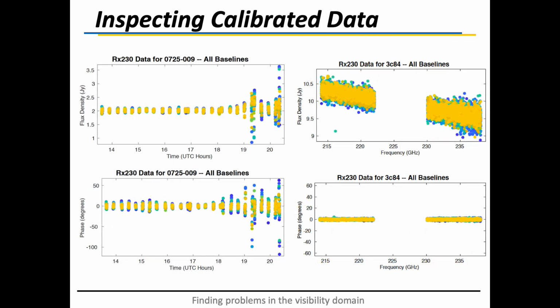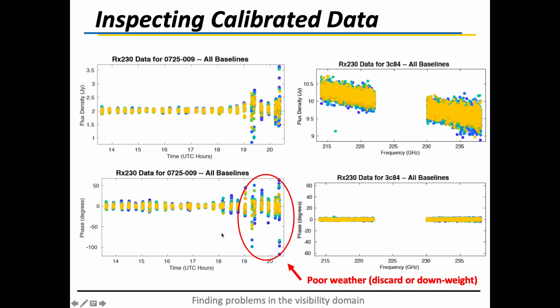So once you've inspected the gain solutions, you should also look at the calibrated data. In particular, I usually like to look at both amplitude and phase as a function of time and frequency. Ideally, your amplitudes should look nice and flat. Your phases should all be equal to 0, as long as you're looking at a point source. And hopefully everything looks relatively smooth.